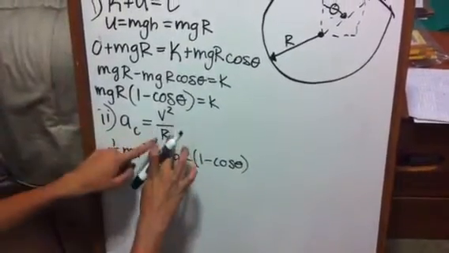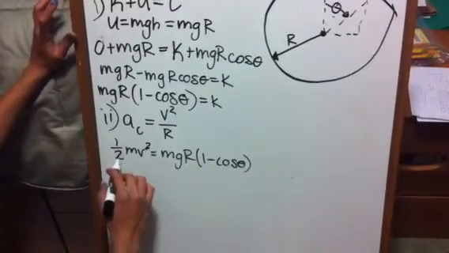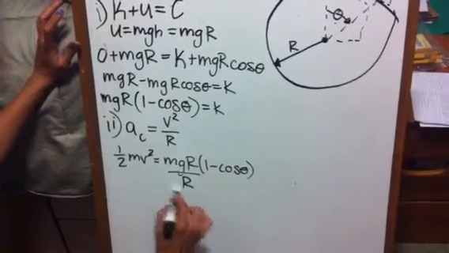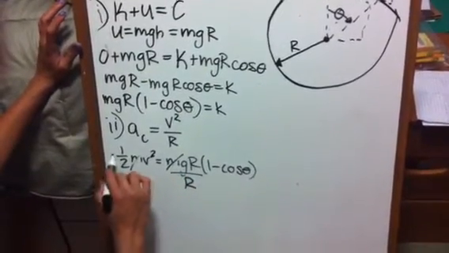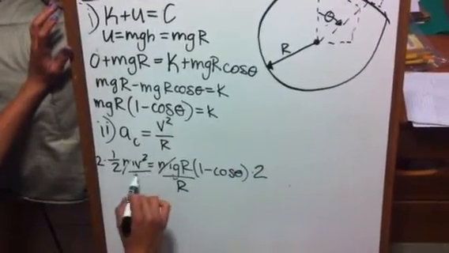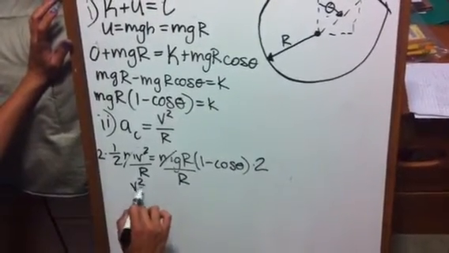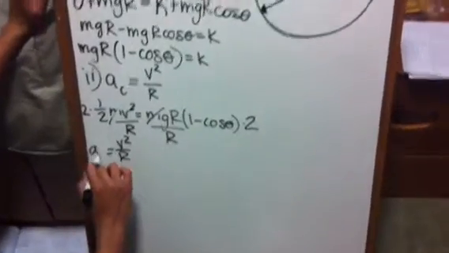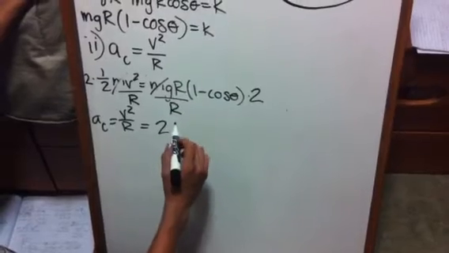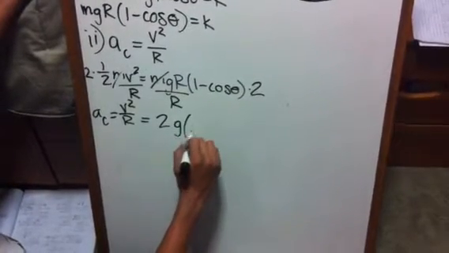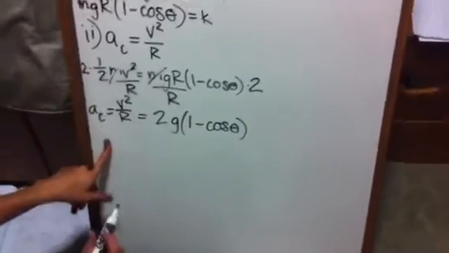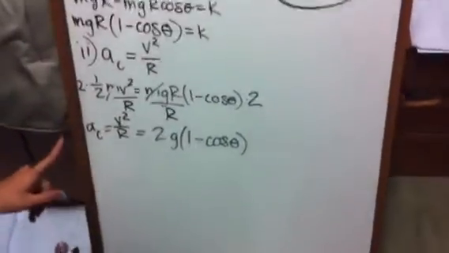And then we want to find v squared over r, so we're going to isolate the v squared over r. We're going to divide by r, and the m's cancel out, and this side gets multiplied by 2. So then we have v squared over r, which equals centripetal acceleration, equals 2g times 1 minus cosine theta. And that is your centripetal acceleration and the answer to part 2.